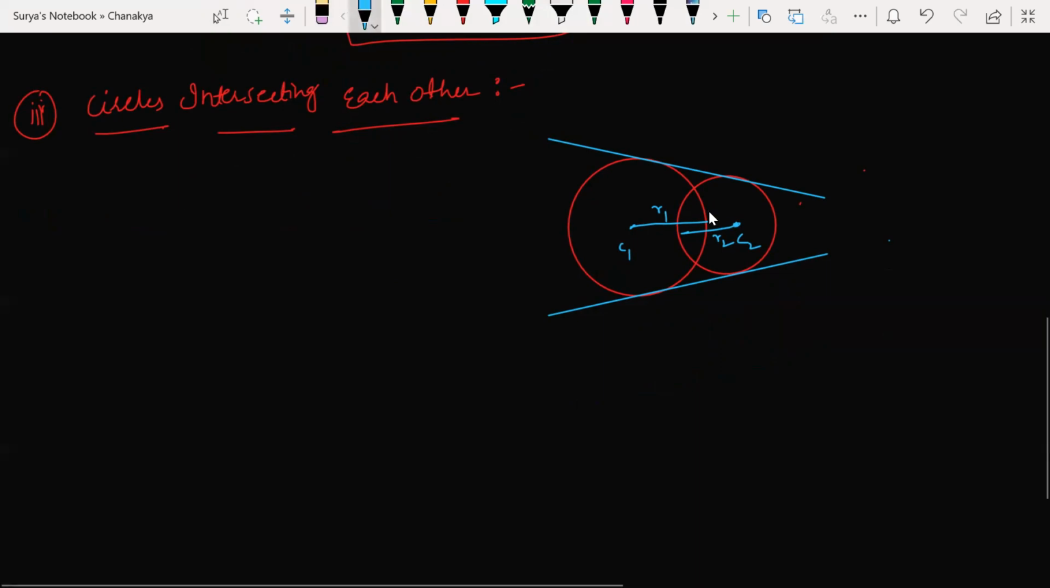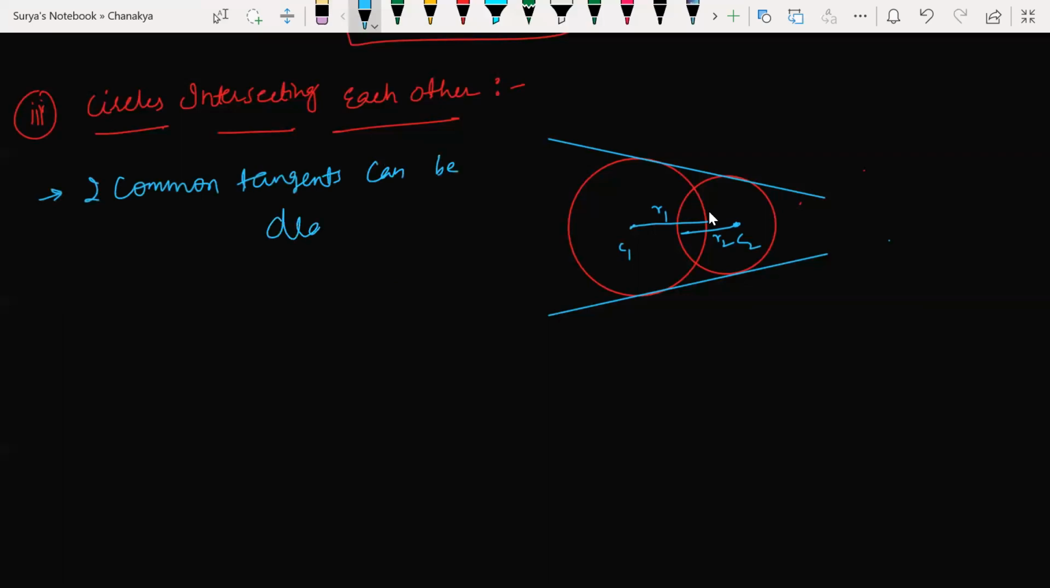First, you write the number of common tangents. So two common tangents can be drawn when two circles touch each other, I mean intersect each other, right? So what could be the condition here? Modulus of R1 minus R2 is lesser than C1C2, and C1C2 is lesser than R1 plus R2. Do you agree with my point or not?